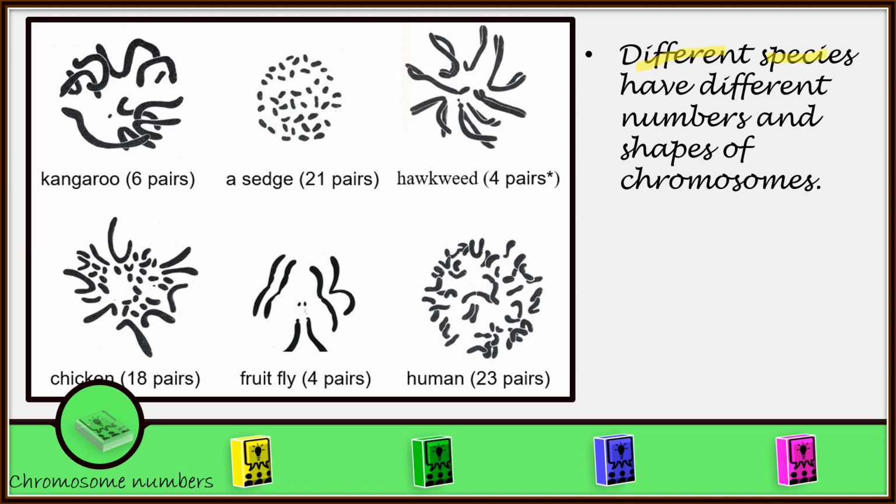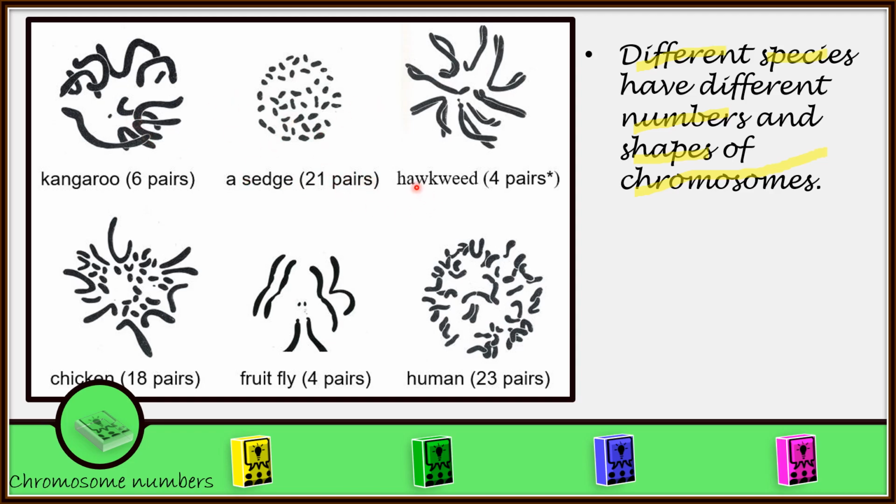Different species have different numbers and shapes of chromosomes. When you look at different species of organisms, you will see that they have different numbers of chromosomes and they are of different shapes. If you look at the kangaroo, it has 6 pairs of chromosomes. If you look at the one for CJs, it has 21 pairs of chromosomes and they are of different shapes.